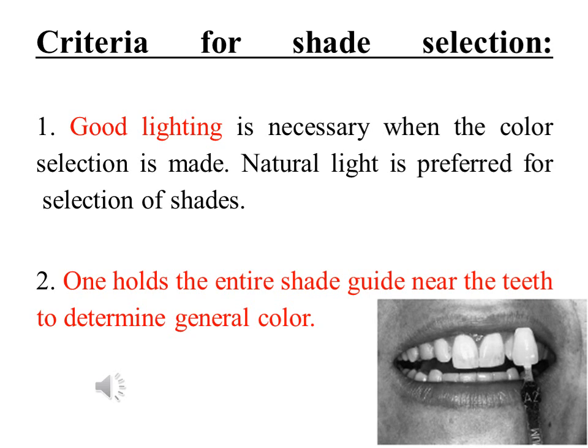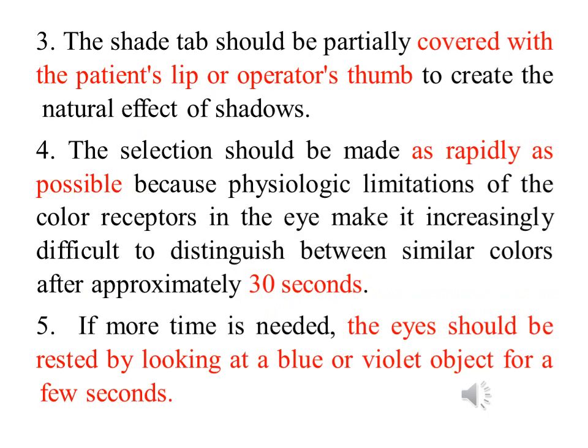Good lighting is necessary when the color selection is made. Natural light is preferred for selection of shades. The shade tab should be partially covered with the patient's lips or operator's thumb to create the natural effect of shadows. The selection should be made as rapidly as possible because physiological limitation of the color receptors in the eye make it increasingly difficult to distinguish between similar colors after approximately 30 seconds.